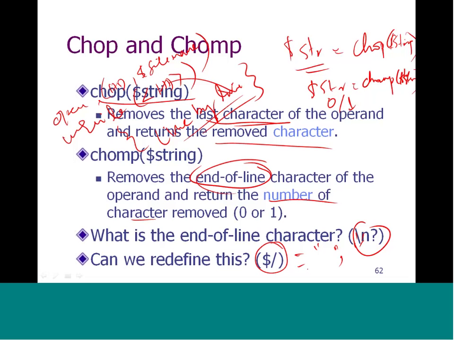So for processing blocks of data, like say a def file or something, these commands are much more useful. If you understand that $/ is the character that denotes the end of line, then you can easily modify that and say, okay, my end of line character is actually this period. That means it will read every sentence, whether it conforms to just one line or multiple lines. So again, it's an easy way to alter the behavior.